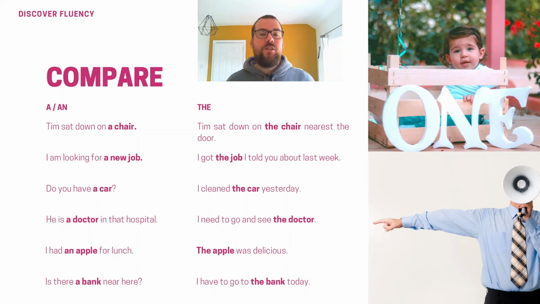I had an apple for lunch versus the apple was delicious. This is very common in conversation. Imagine I say these directly together. I had an apple for lunch. It's something new. I'm telling you what I had for lunch. There's no way you could know that I had an apple. But after I introduce the apple, then I can say the apple, because now you know what I'm talking about.